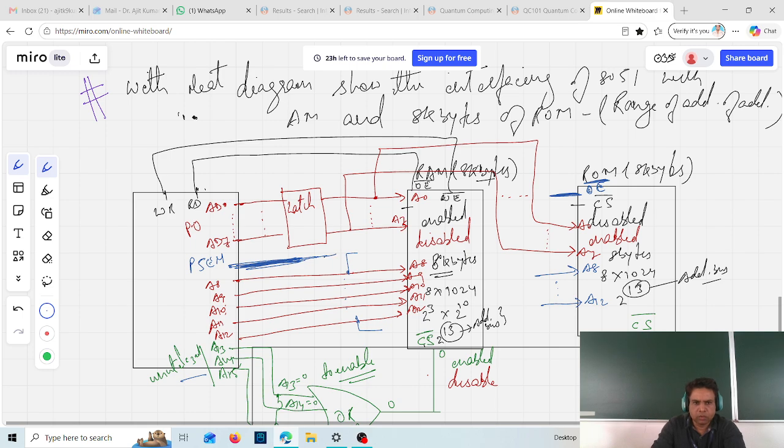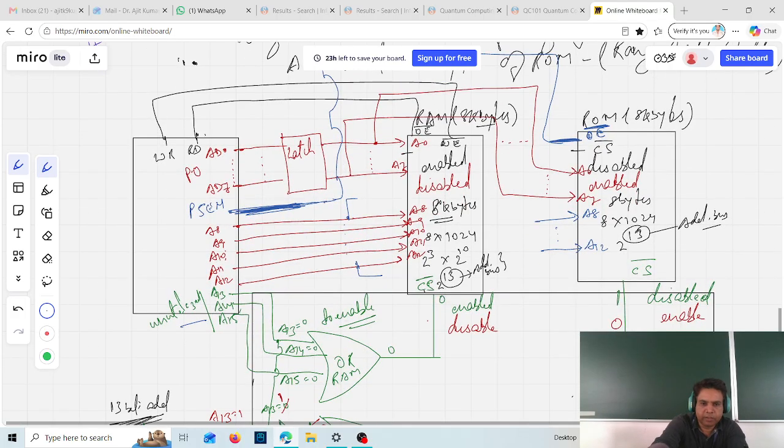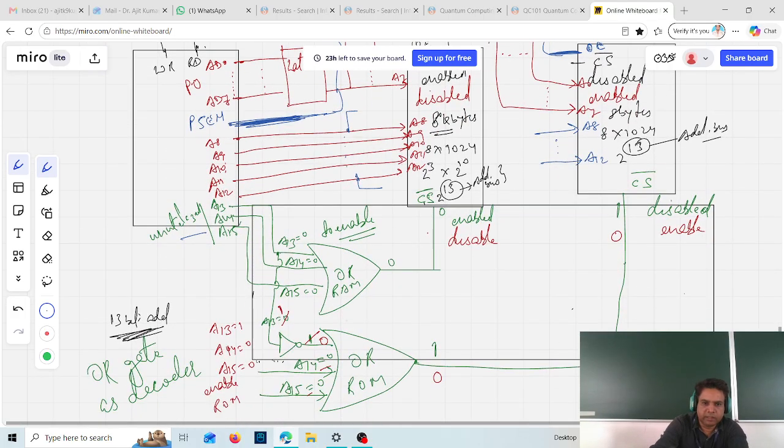You go and do like this. Connect this here. Connect like this, with the OE pin of your ROM. Now this connection is fine. So this is the diagram that you have to show. These are called the address decoder circuit.